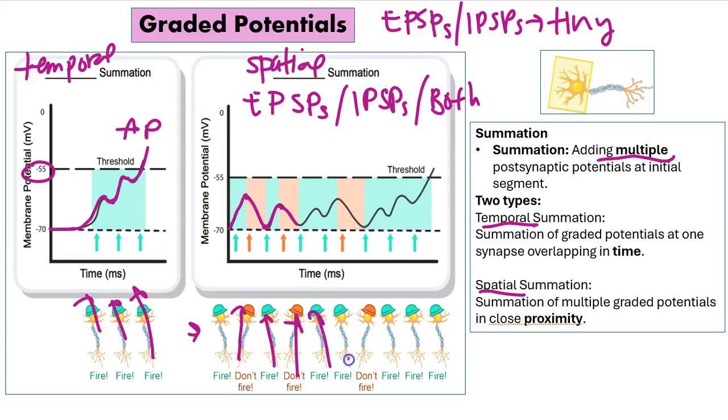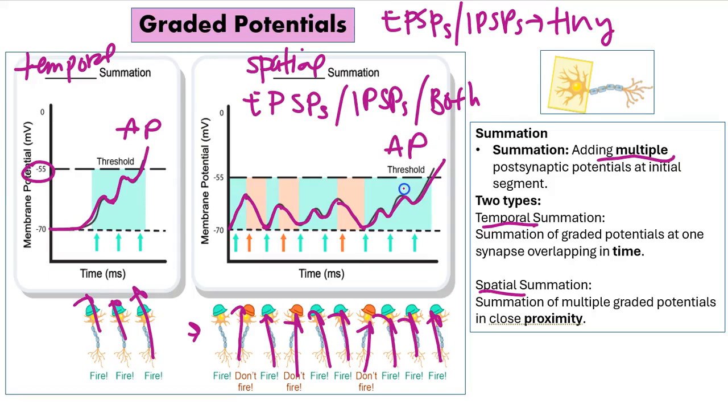Then you might have two EPSPs come in. Boom. When this dissipates, another one comes. And then, of course, you might have another IPSP come in. Then finally, you might have 3 different EPSPs come in, which allows you to basically get to that negative 55 threshold, and therefore you will have an action potential.